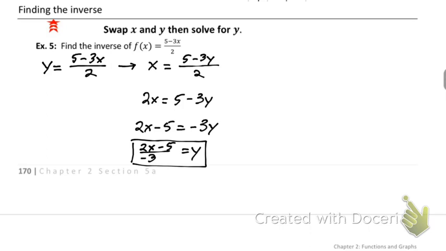That is our inverse. That's all you need to do. Swap your x and y and solve for y. All right, I think I have 2 more examples here.